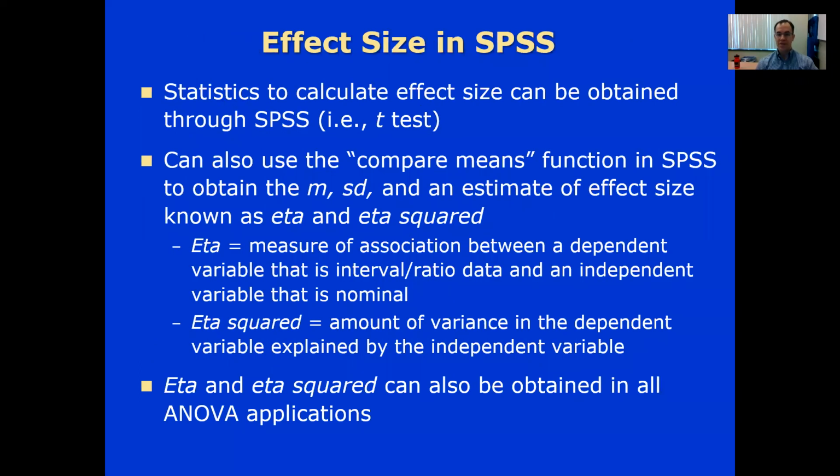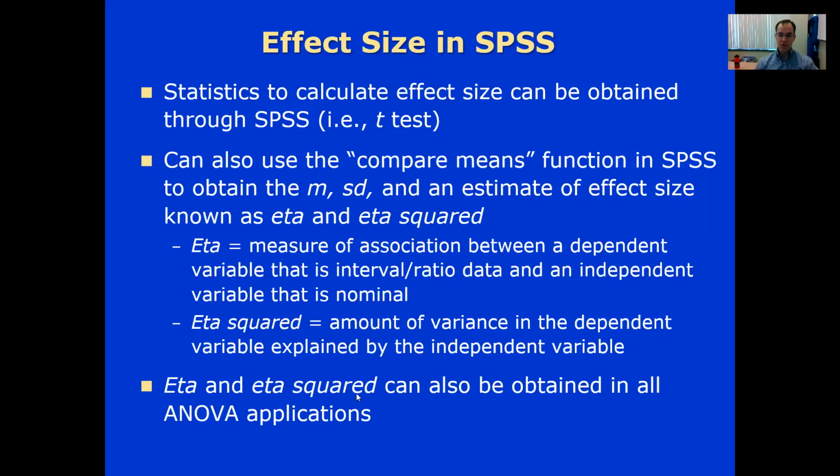Now you can calculate effect sizes in SPSS, which we'll show in a little bit. These statistical effect sizes in SPSS would be measured using, let's say, the t-test. You can also use the compare means function in SPSS to obtain the mean, the standard deviation, and an estimate of effect size known as eta and eta squared. Eta is the measure of association between a dependent variable that is interval or ratio data, and an independent variable that is nominal. So again, taking an intervention or experimental group versus a control group. Or you have eta squared, which is the amount of variance in the dependent variable explained by the independent variable. We'll show that in a minute.